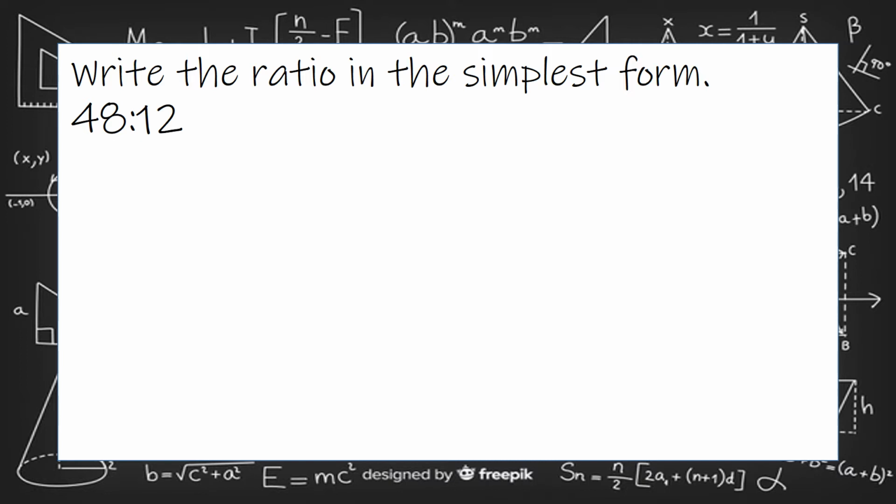Write the ratio in simplest form, 48 to 12. Well, we can look at both of these two numbers. You could rewrite it as a fraction if you like. I see that both 48 and 12 can be simplified by dividing both by the same number, which is 12. 48 divided by 12 is 4. 12 divided by 12 is 1. So I could leave it as a fraction or rewrite it as the ratio.